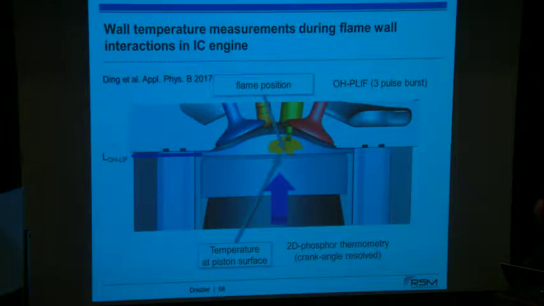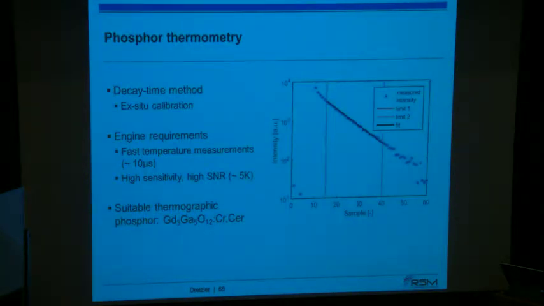In that experiment we had available 3 pulses to excite the fluorescence. So in one cycle, 3 instants of the flame propagation during its approach at the wall, and with a thermography of the wall that has been as well taken in high speed over a larger range of crank angles. So the decay time method has been used.